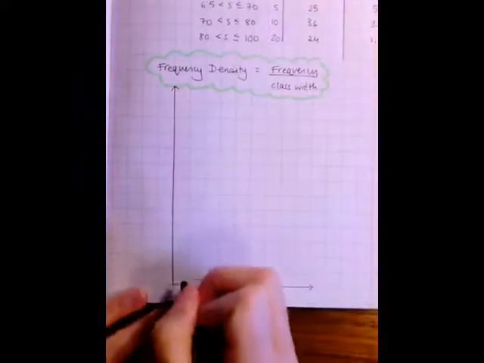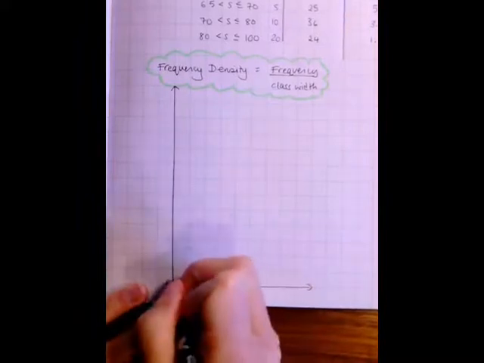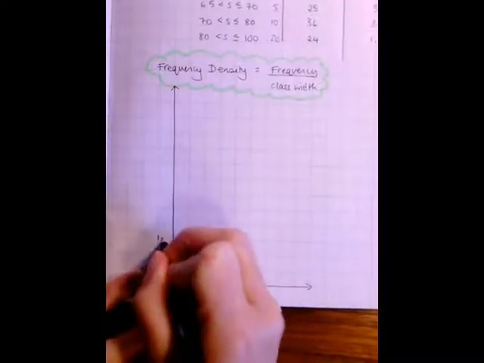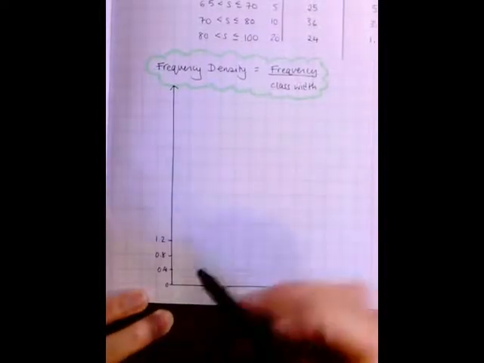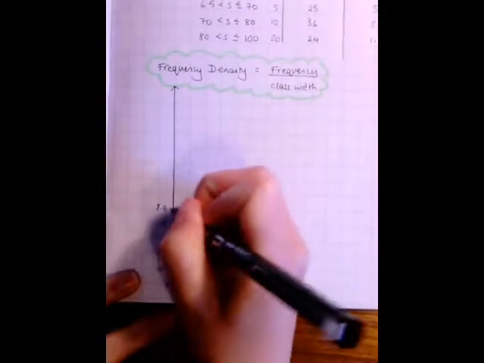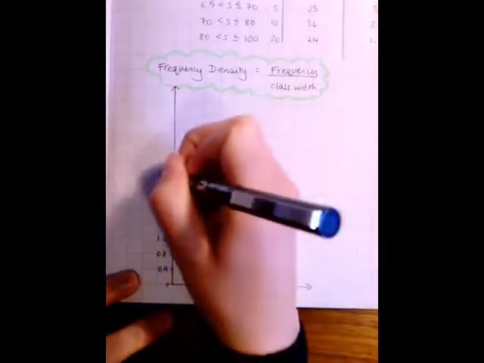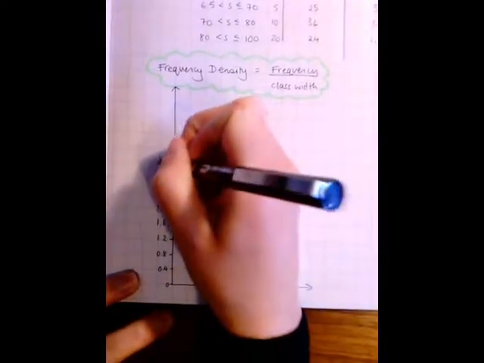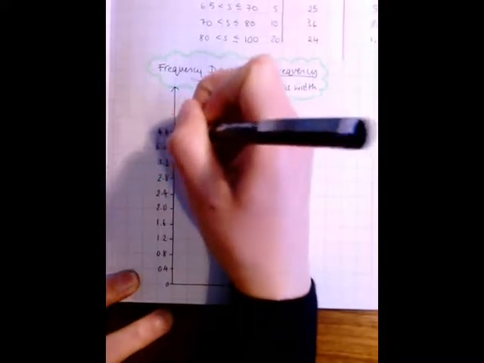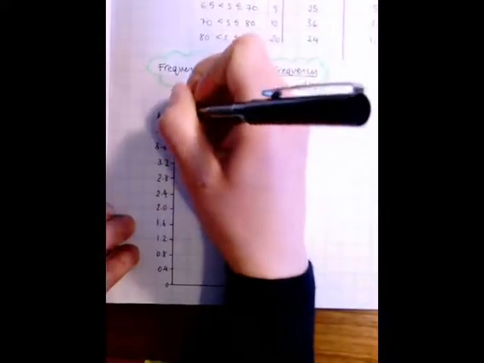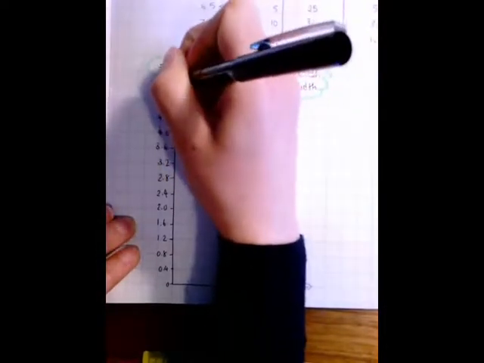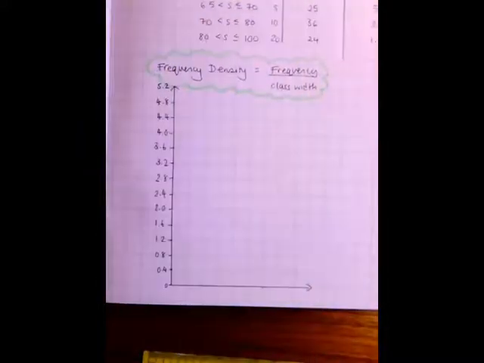Okay, so if I go up in 0.4s on this axis, 0.4, 0.8, 1.2. It's kind of like doing your 4 times table, but with the decimals. 1.6, 2, 2.4, 2.8, 3.2, 3.6, 4, 4.4, 4.8, and that will be 5.2 there.